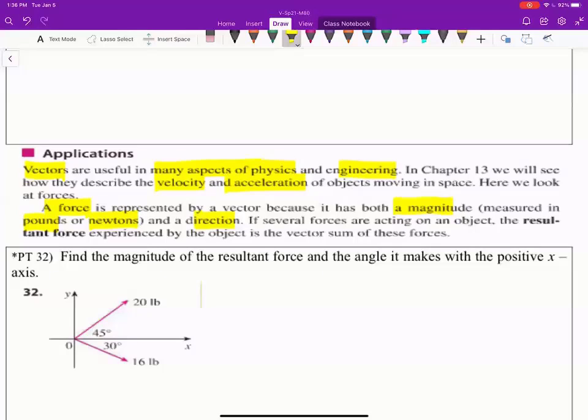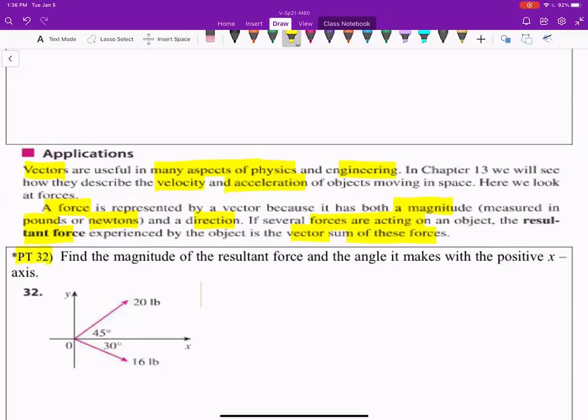If several forces are acting on an object, then the resultant force experienced by the object is the vector sum of these forces. So the resultant force is the vector addition of the forces.